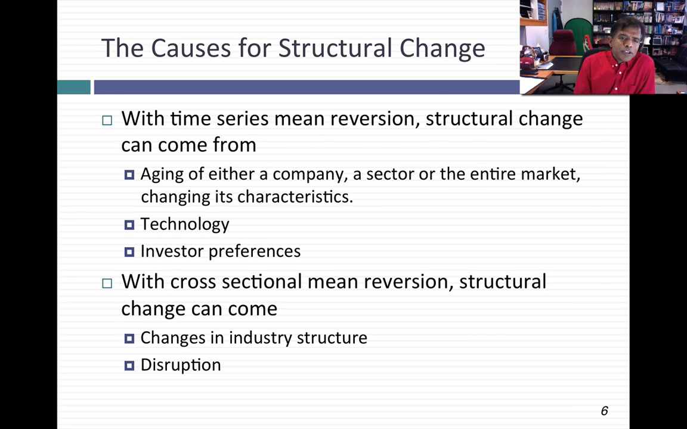When you're doing time series mean reversion, structural change can happen for any number of reasons. One is, of course, the aging of a company, a sector, or an entire market. For instance, if you're a sports fan and you have an aging sports star on your team, you can assume that sports star is going to revert back to his historic norm, but that's a dangerous assumption because as he ages, his capacity to play is probably also going to drop off. The same thing can be said about companies.